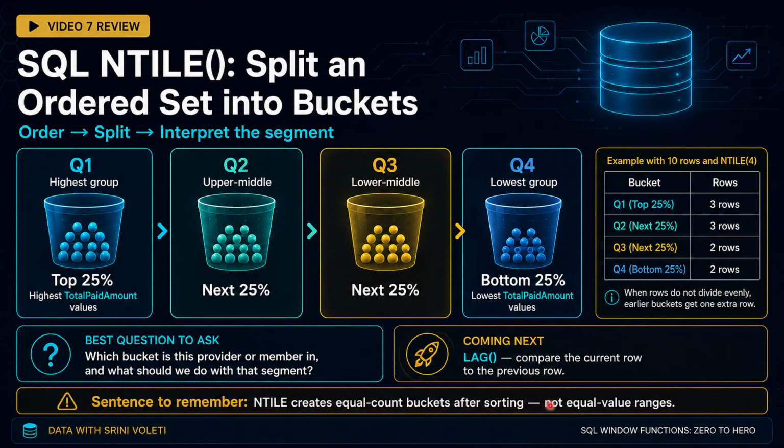So far in this series, we have grouped rows, ranked rows, and now bucketed rows. But there is another very common business question. What changed compared to the previous row? Maybe this month versus last month, this claim versus the prior claim, or today compared to yesterday, or this year versus last year. That's where LAG comes in. In video 8, we will use LAG to compare the current row directly against the previous row over a timeline.